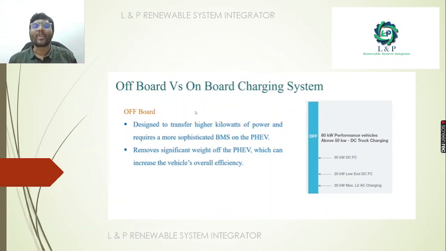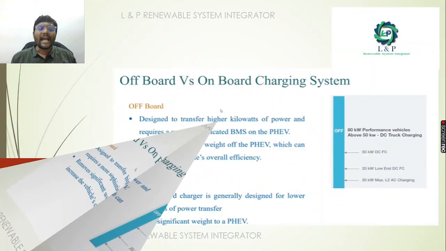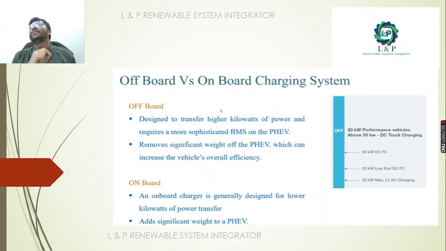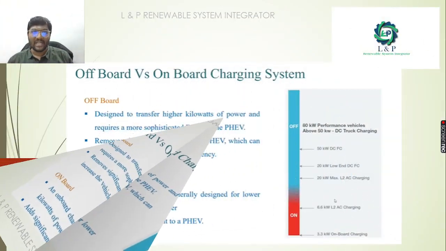When we get into the off-board charging system, it is specifically designed to transfer high kilowatt power and requires a more sophisticated battery management system for plug-in type hybrid electric vehicles. And the on-board charging system is used in places where we need to do low kilowatt power transfer. But it adds significant weight to the plug-in type hybrid electric vehicle.